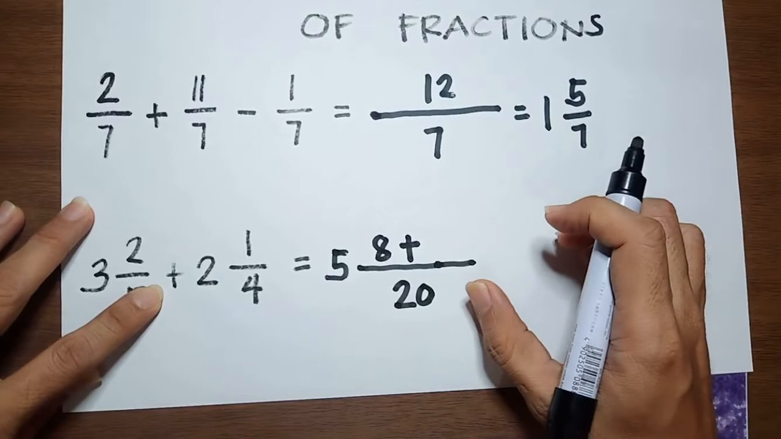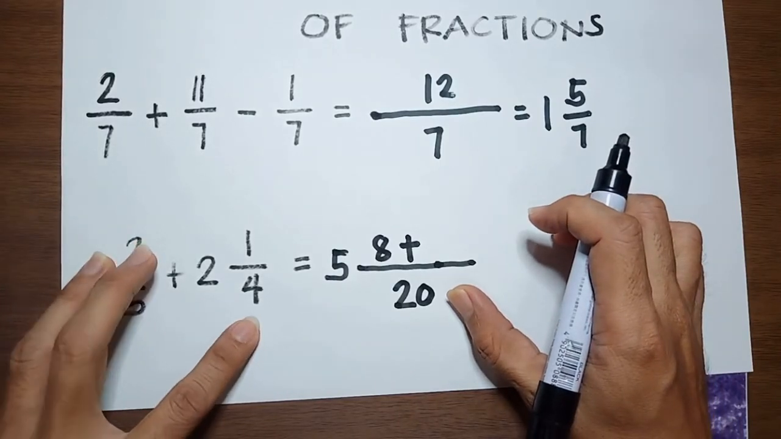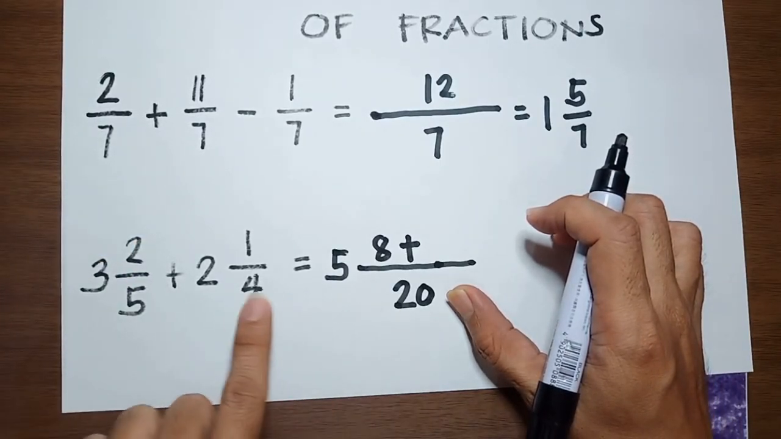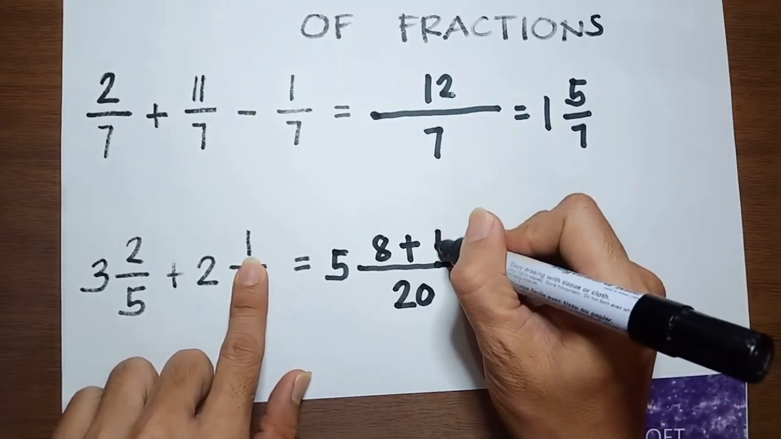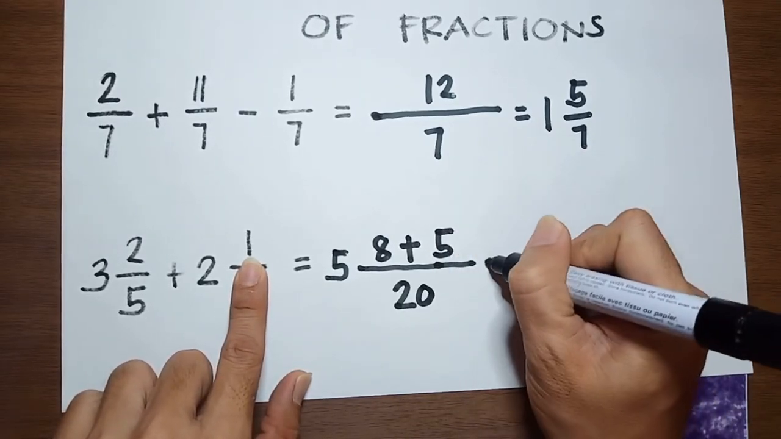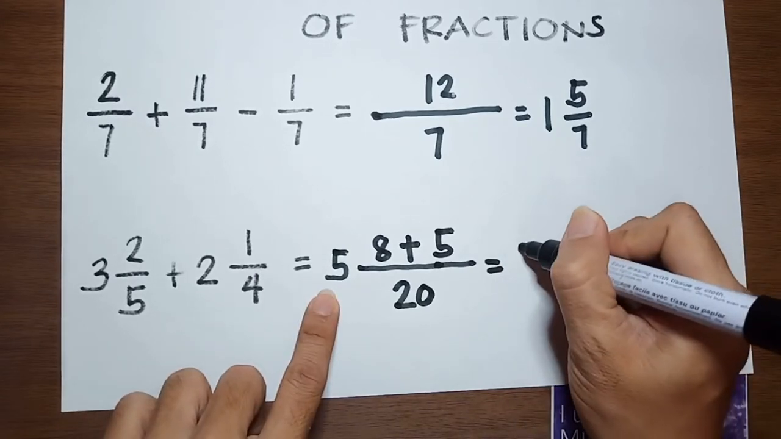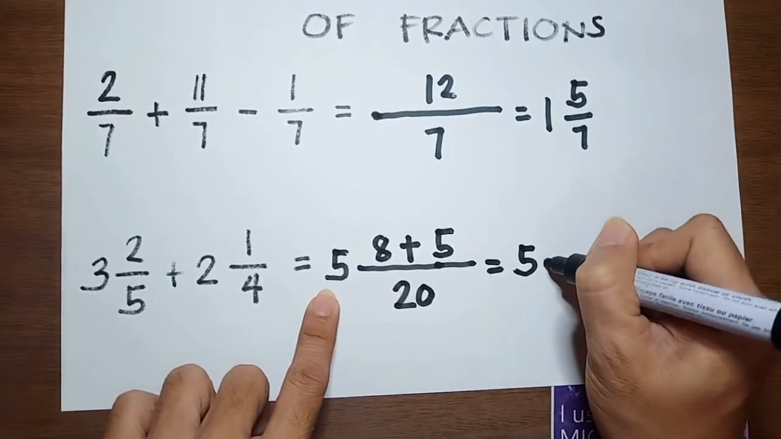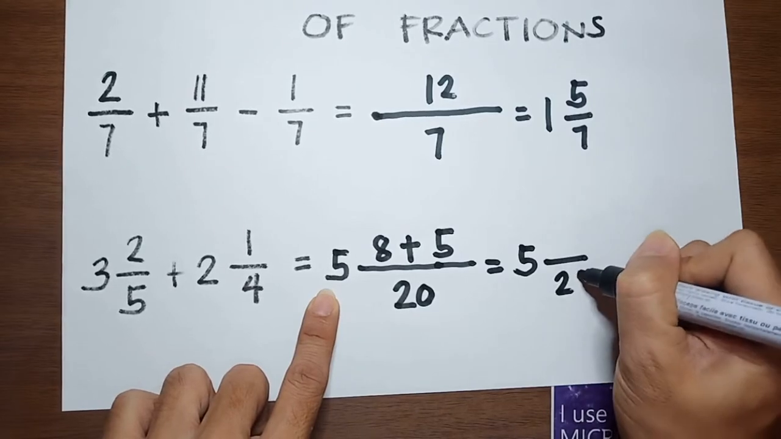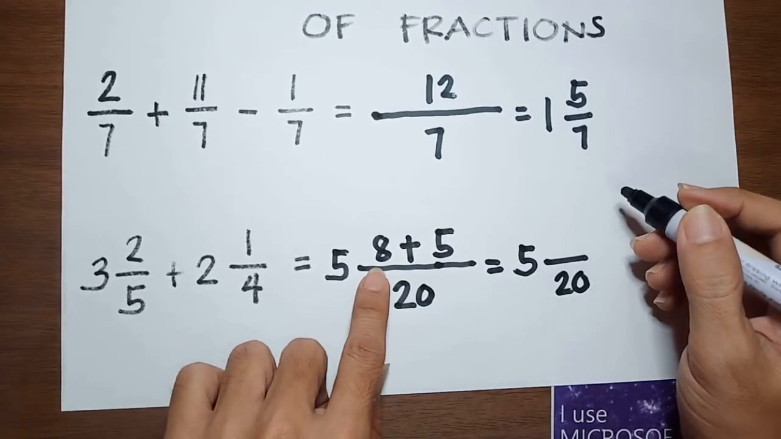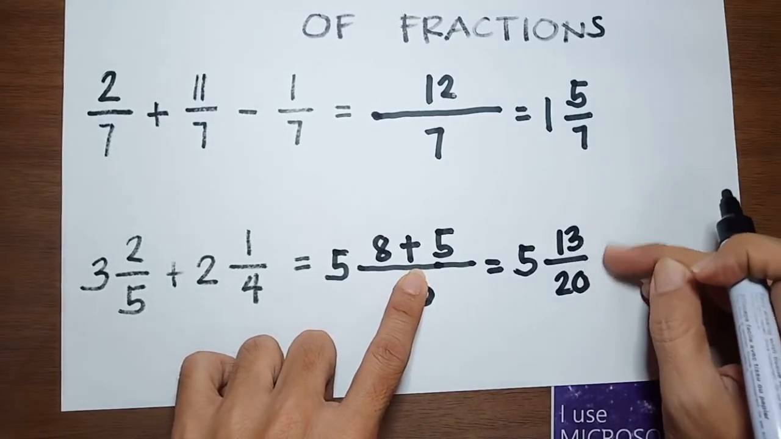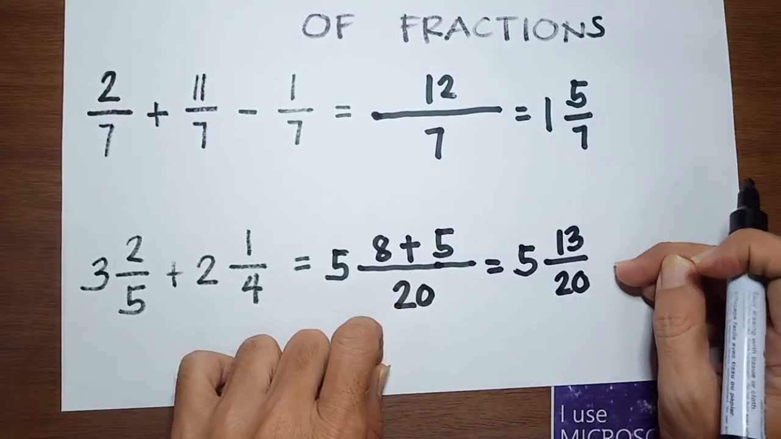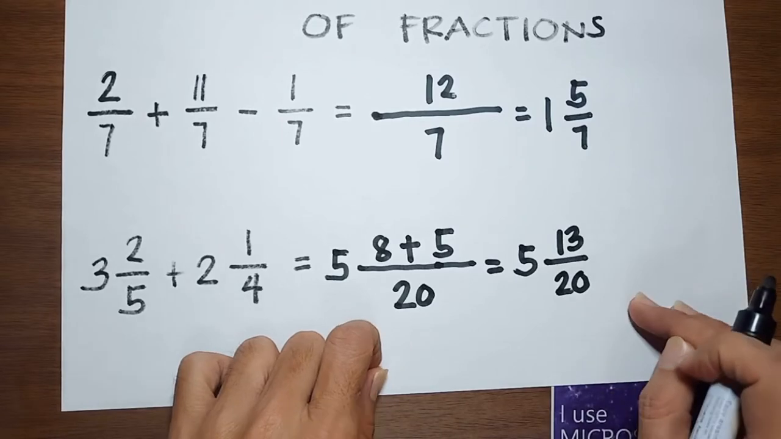The same, 20 divided by 4 is 5. Then times 1 is 5. Therefore, we copy the whole number 5. Then for the fraction, we copy 20. Then 8 plus 5 is 13. Since it cannot be reduced to the lowest term, this is now our final answer.